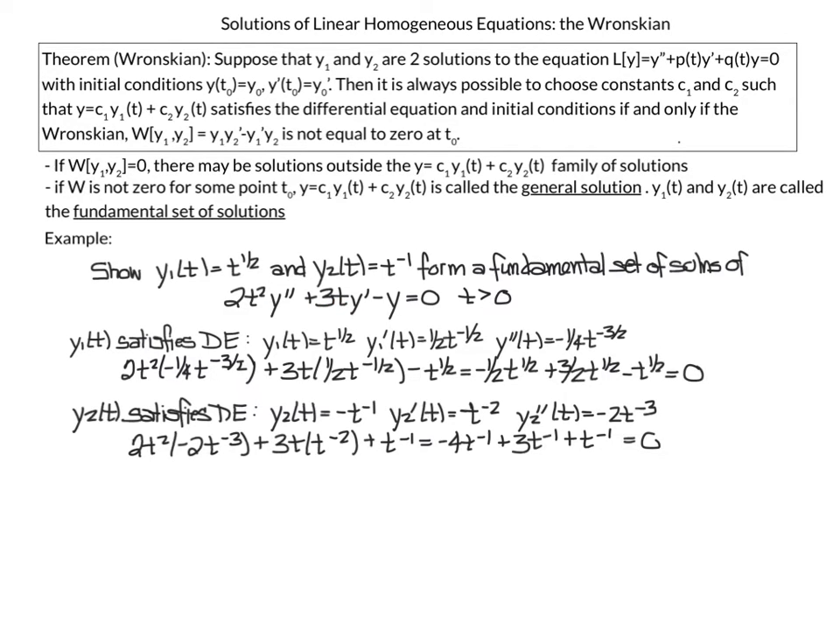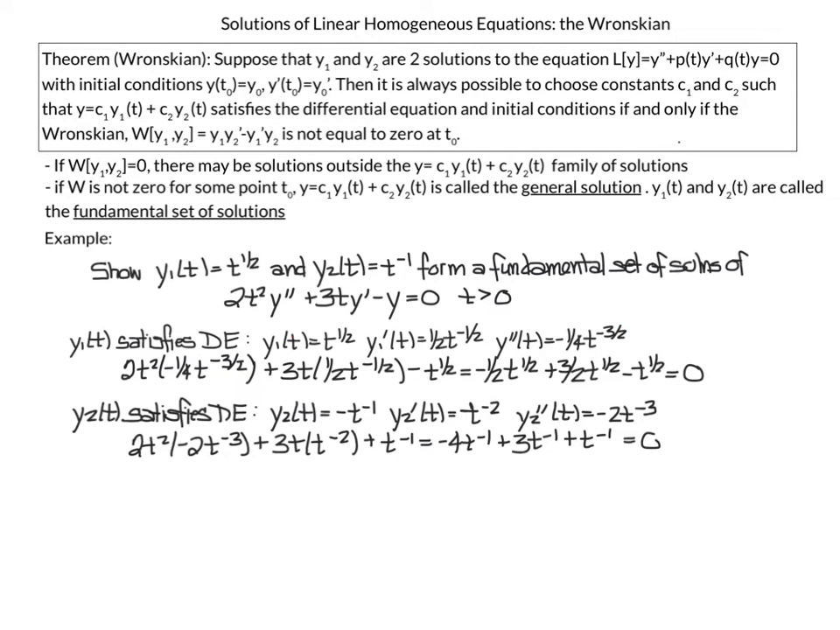And I know it's easy to forget this step because you kind of are led down the garden path because they're called y1 and y2. You kind of automatically assume they're solutions, but really you should verify that. So here I have y1 is equal to t to the 1/2, which means y1 prime is equal to 1/2 t to the minus 1/2, and y1 double prime is equal to minus 1/4 t to the minus 3/2.